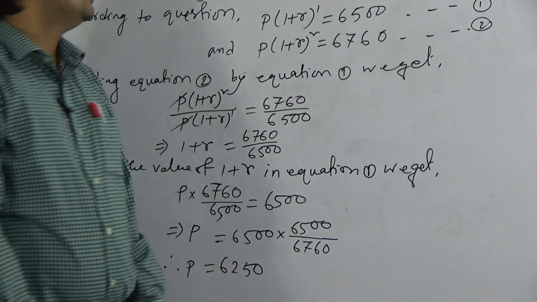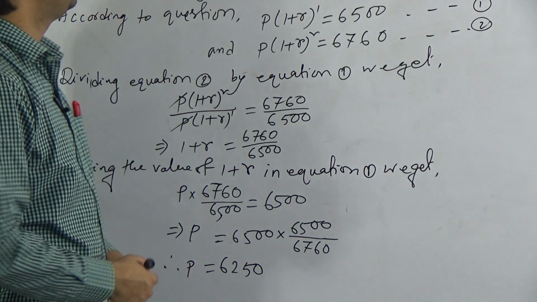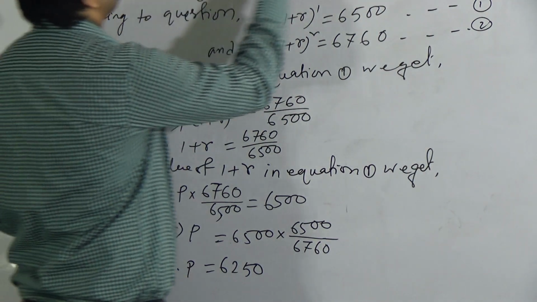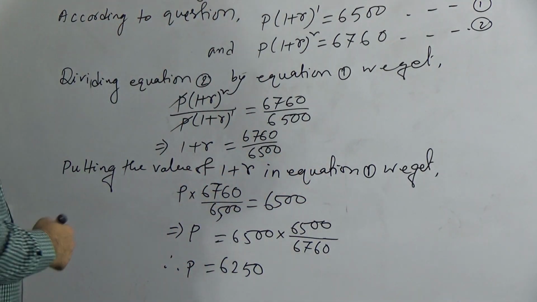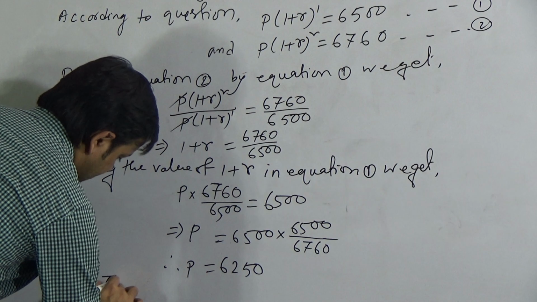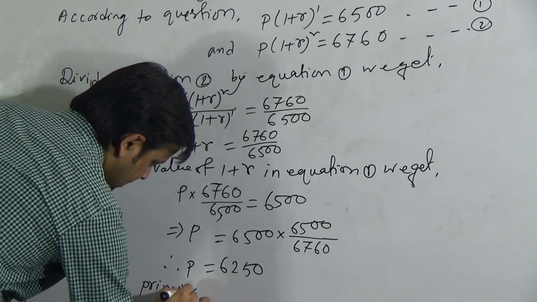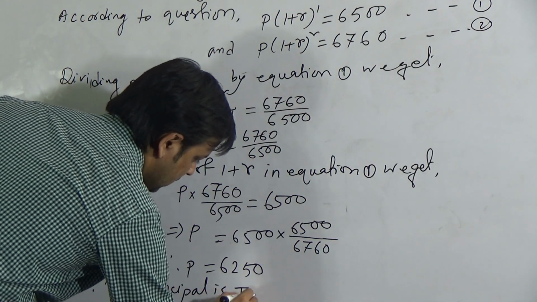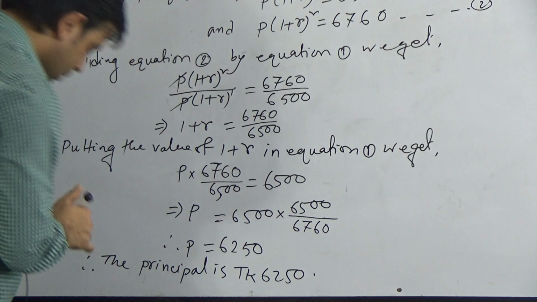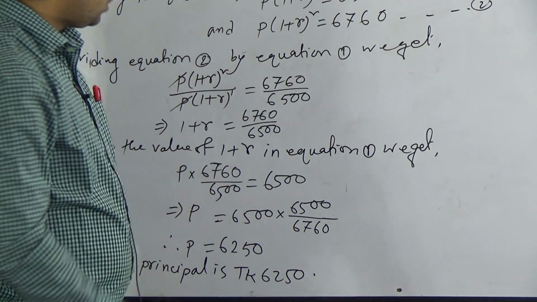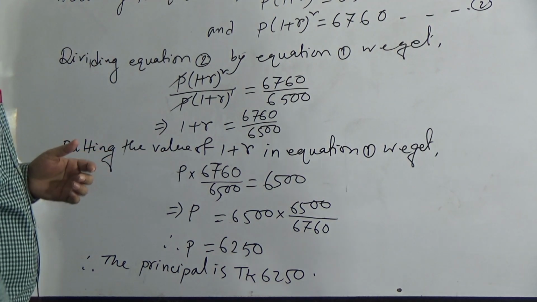Dear students, it means that we have determined the value of P. What is P? P is the principal here. We have taken the principal as taka P. So we can write, therefore the principal is taka 6250. Okay, dear students, I hope you have understood how to determine the principal in this question, and you have understood the total solution of this question.